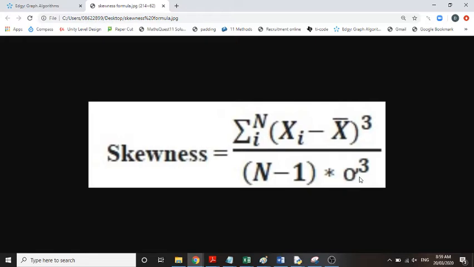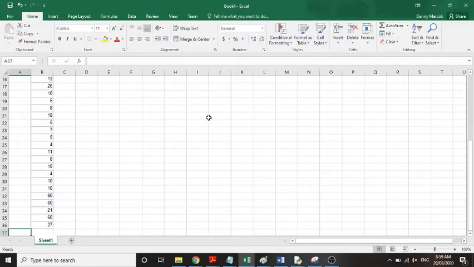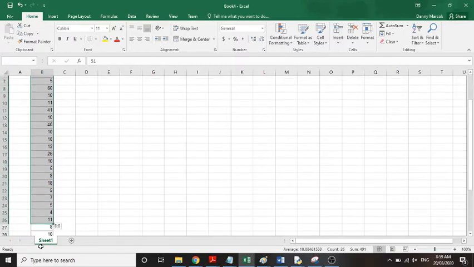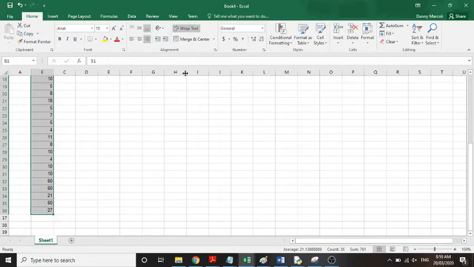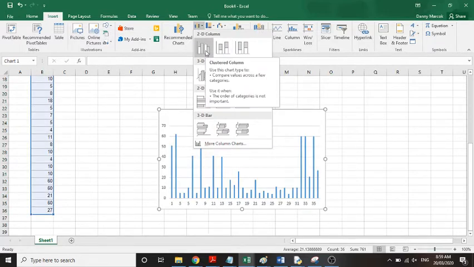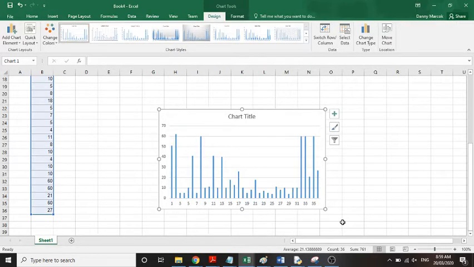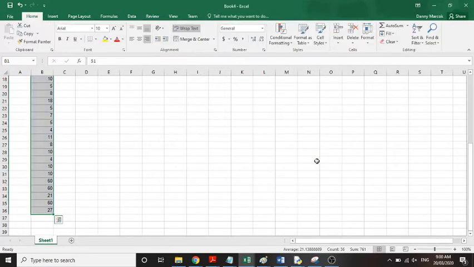Okay, so let's go to Excel. So here is my range of numbers. We may be able to plot this as a graph, so let's just plot it to see what it looks like. If we insert a chart, we'll make it a 2D column. If we look at that, it's not very good. We're just seeing our values there. There might be some sort of skew to that, but it's not a very good graph anyway. Anyhow, like I said, we're going to calculate skewness.